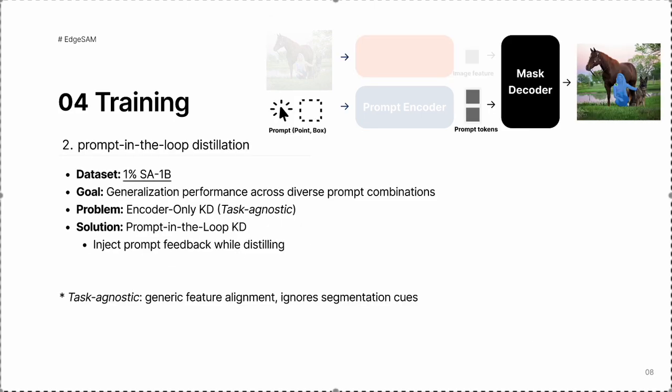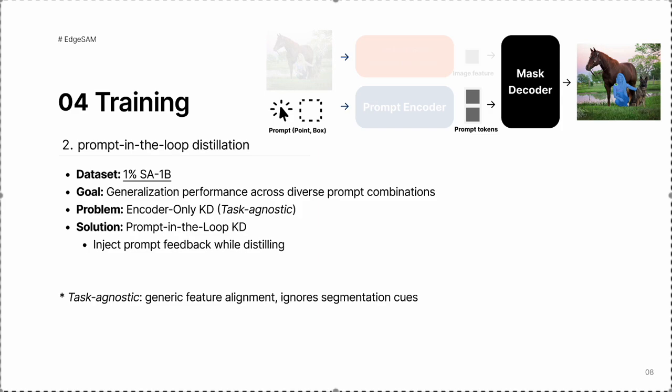Now let's say that the encoder is the only component that can produce feature maps similar to those of the teacher SAM through knowledge distillation. But the paper mentions that just training the encoder like this is too task agnostic, so it cannot really learn all the knowledge that SAM has. By saying task agnostic, it means the approach only tries to match visual representations without considering segmentation.